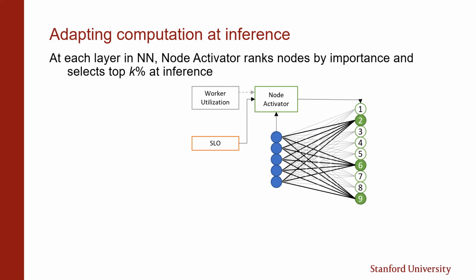So for the specific mechanism capable of adapting computation at inference, we place a node activator at each layer of the network. The node activator will rank nodes by importance and select the top K% at inference. Here, I'm illustrating the approach. The node activator takes as input the input to the current layer, the SLO, and the current worker utilization in order to determine how many and which nodes to activate in the layer.